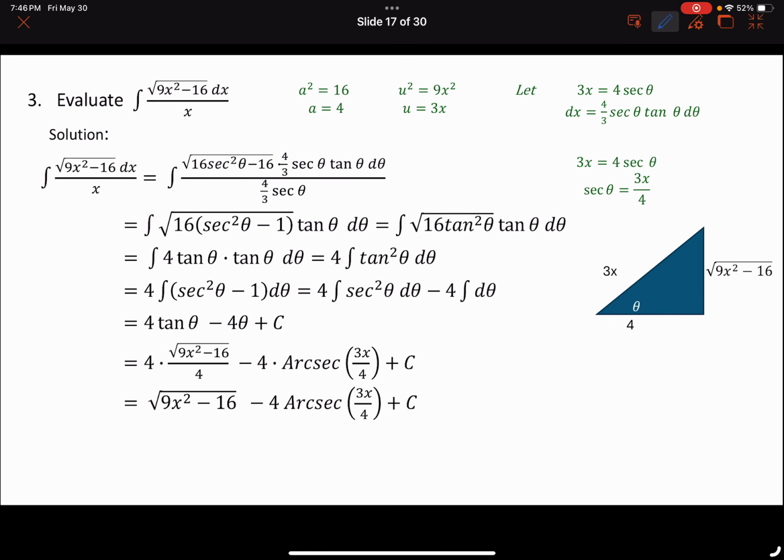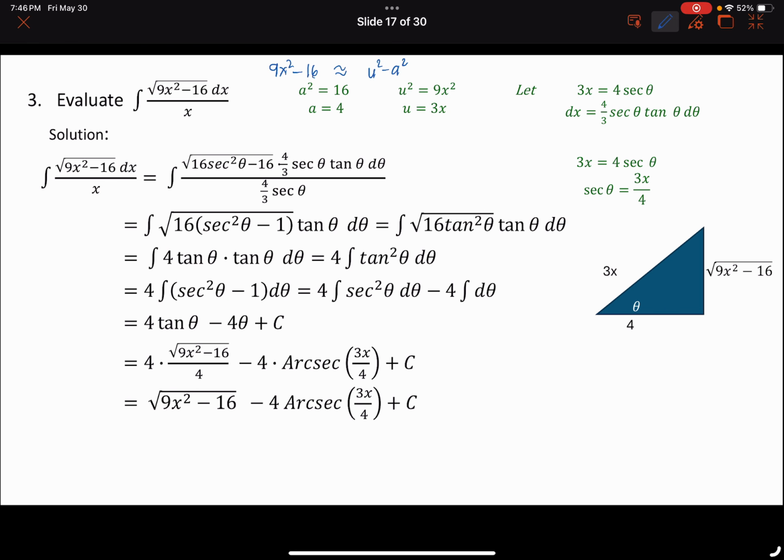Another example, let us consider the integral of square root of 9x squared minus 16 dx over x. So here, we have a 9x squared minus 16. This is resembling a u squared minus a squared. U squared is 9x squared, while a squared is equal to 16. So a is 4, while u is 3x.